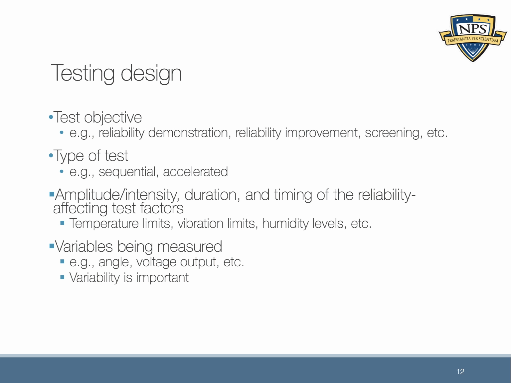The variables that are being measured, and this goes back to something I'll mention again on the next slide, but understanding what constitutes a failure, right? If for example, the angle of the output of something, or the voltage output, or some other output is important, then that's a variable that needs to be measured. And most likely, that's a variable that is important in terms of what constitutes a failure. Right, so anything that constitutes a failure should be getting measured.